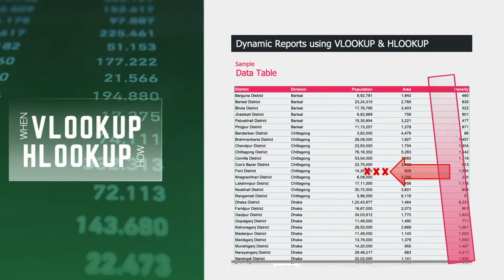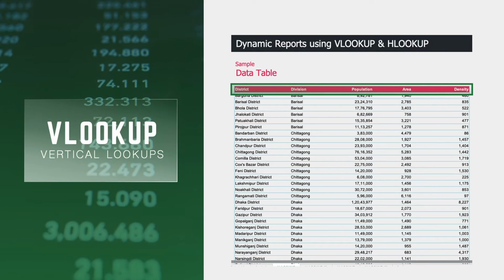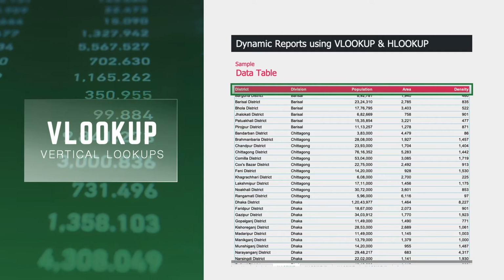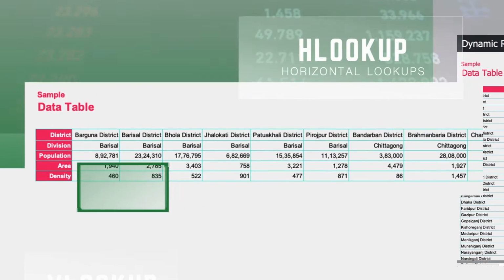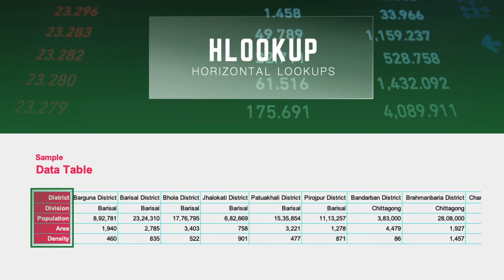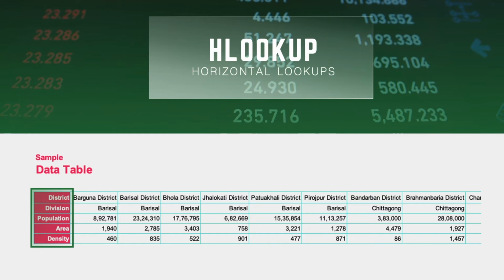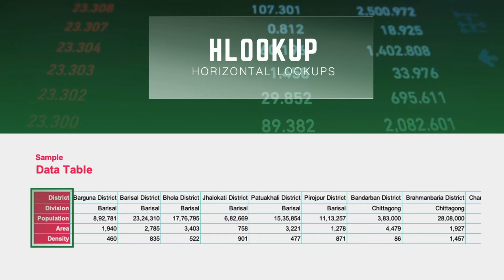Now, VLOOKUP and HLOOKUP work in the same way, except that VLOOKUP stands for vertical lookup, and you're gonna need that if your data has column headers. On the other hand, HLOOKUP stands for horizontal lookup, and you're gonna need that when your data has row headers. Now, let's have a look at some examples.